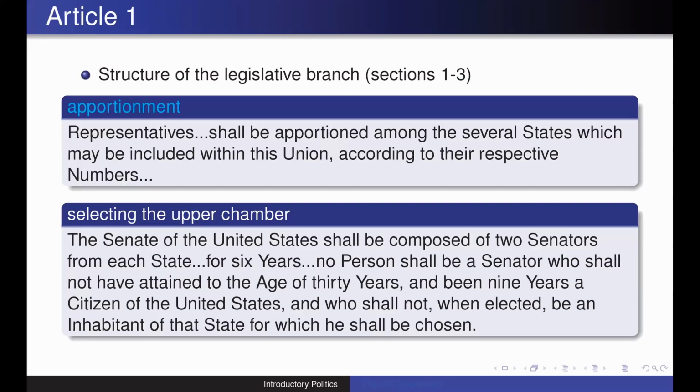However, contrary to the House, the qualifications are a little bit stricter. For the House, you just have to be 25 years old. For the Senate, you have to be 30 years old. In the House, you have to have been a citizen of the United States for 7 years. For the Senate, it's 9 years. And this last one, the residency requirement, you have to live in the same state as the people you represent. That is the same for both the House and the Senate.